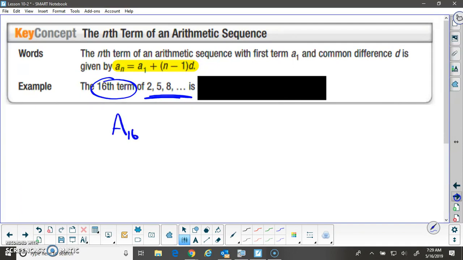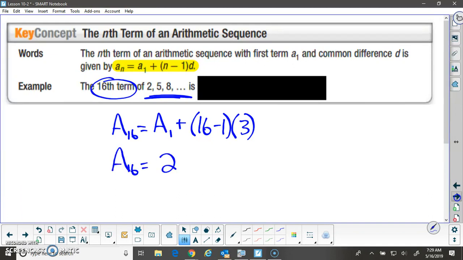To find the 16th term, we'd have to take the first term, add 16 minus 1 times the common difference, which we can see is 3 in this problem. And since we know the first term is 2, we can put 2 in. That gives us 2 plus 15 times 3, which gives us a 16th value of 47.